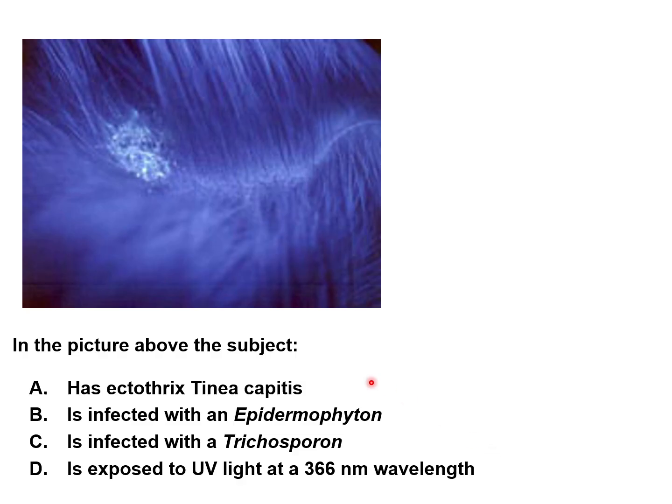So if you've answered A, ectothrix tinea capitis, this is of course incorrect because we cannot tell whether this is ectothrix or endothrix just based on the picture. You would need a microscope. Now we can tell this is alopecia and this is something fluorescing here, but we cannot tell whether it's ectothrix or endothrix without examining the infection under the microscope. Somebody who's infected with an Epidermophyton species, well, they do not really cause hair infections.